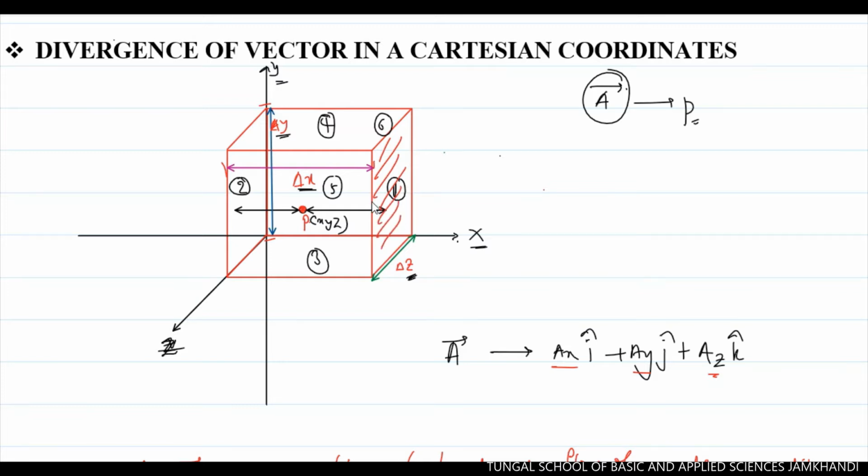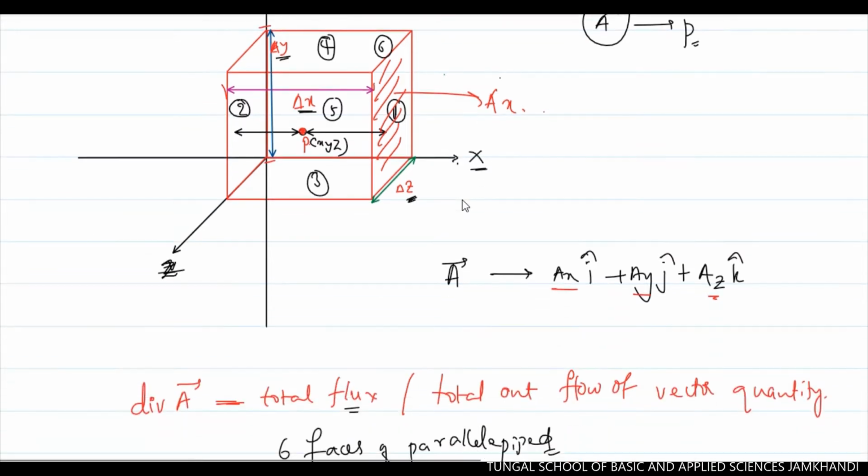I will consider the component which is coming out of this face along the x-axis. I will consider this one as the Ax component. Now, if you look at the coordinate of this point P along the x-axis of the first face, I consider the same coordinate x because it is at position x. Here I have taken this edge length as delta x.